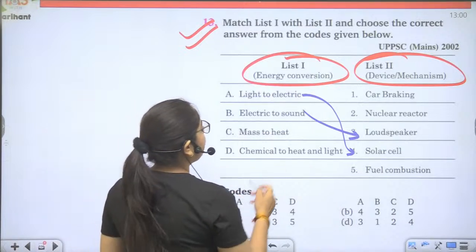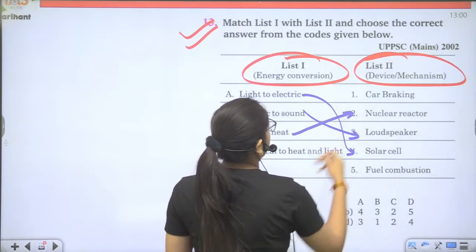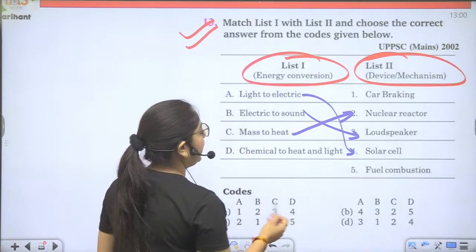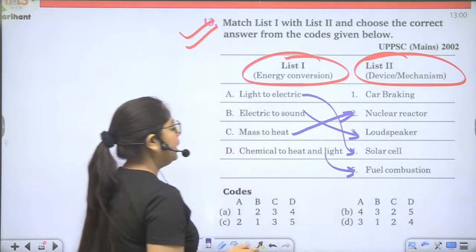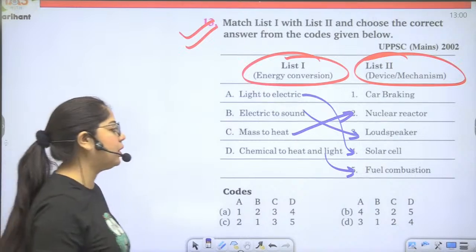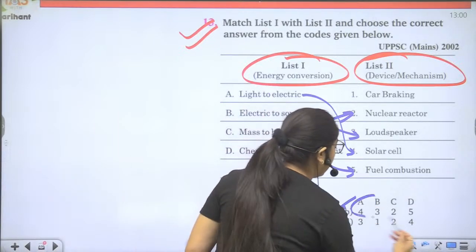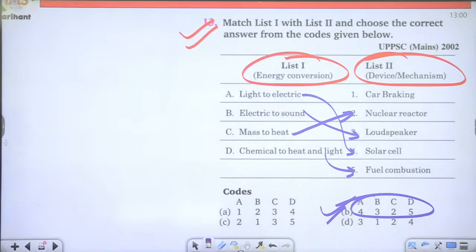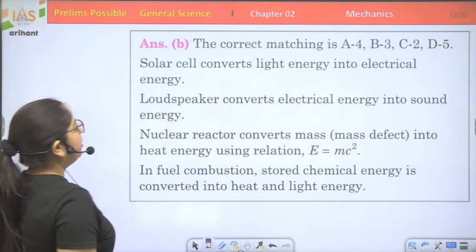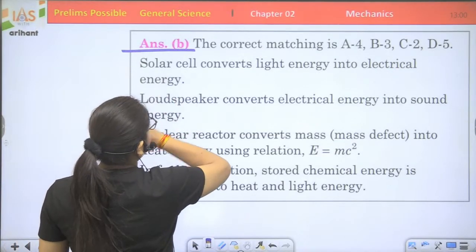Mass to heat, nuclear reactor. And chemical to heat and light, it is fuel combustion. So option number B will be the right answer. Let's see the answer. Option number B is correct.